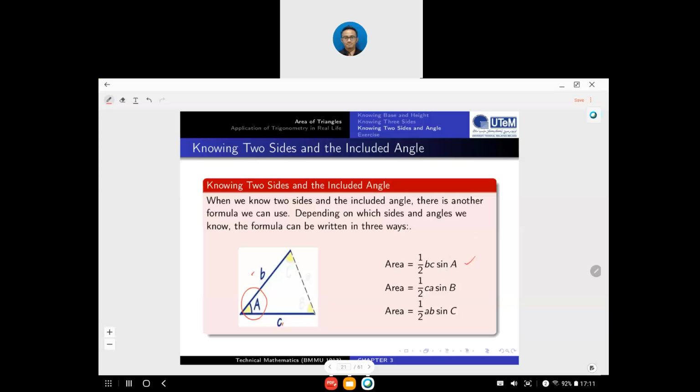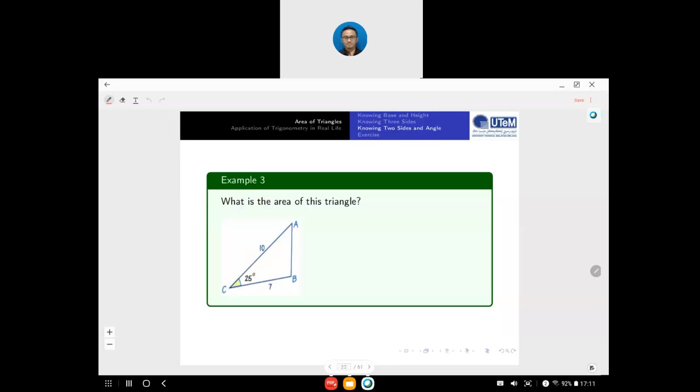Make sure the angle given is between the two sides that you know the value of. And the last one, you can use 1 over 2 times a times b times sine C. So we can choose either one, it depends on your question. Look at the example.